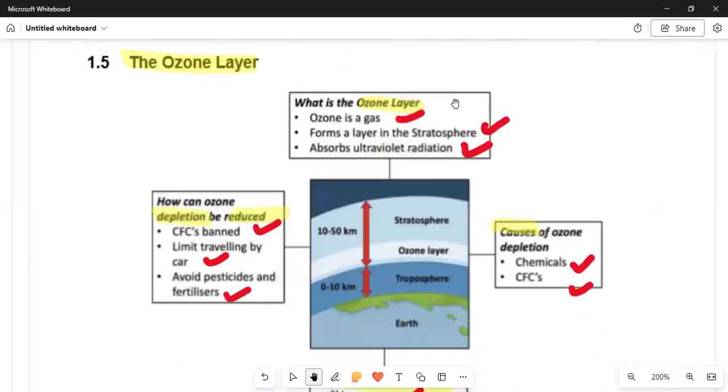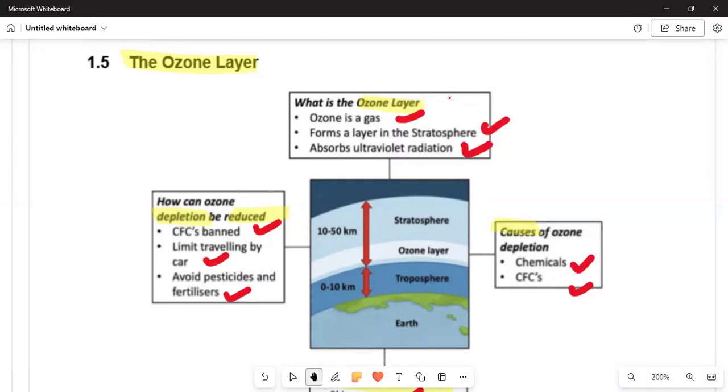Then we will go to 1.5. We are having the ozone layer. So we must understand from the concept, what is the ozone layer? And then we are saying the ozone layer is a gas which forms a layer on the stratosphere, and it absorbs the ultraviolet radiation. Then that one, it is the correct answer. It says, how can the ozone depletion be reduced?